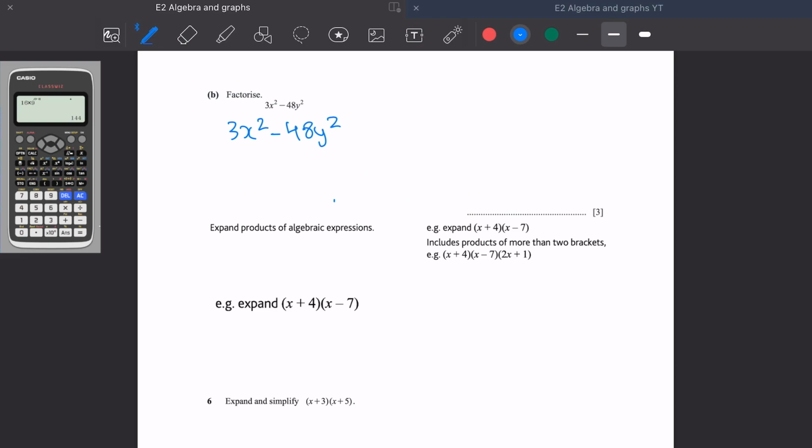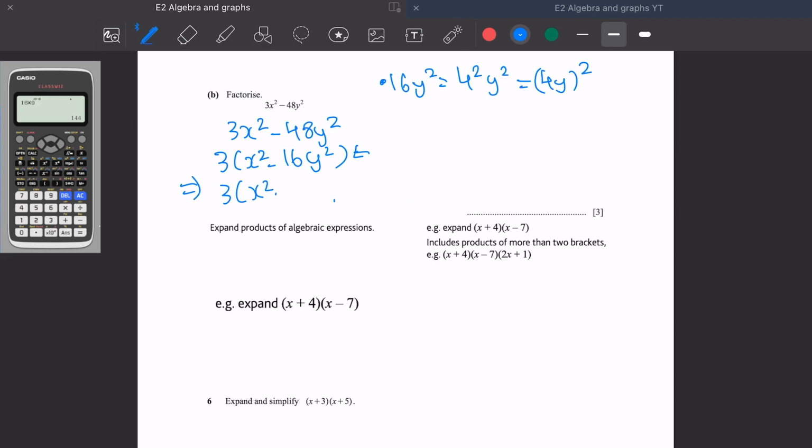Let's take 3 common. 3 into x squared minus 48 divided by 3 is 16y squared. Now you should notice that 16y squared is the same thing as 4 squared y squared. And with laws of indices, we know that this is just 4y whole squared. We can't just leave it at this step. We won't get full marks.